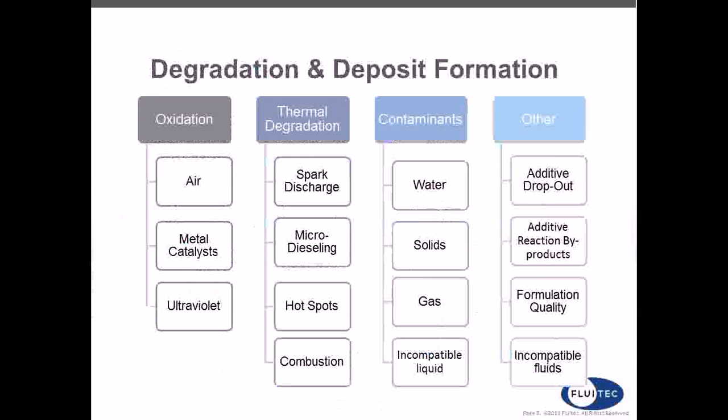Air, of course, is one, air containing oxygen, oxygen being a primary ingredient for oxidation to take place. There are certain metal catalysts as well that can speed up the rate of oxidation. And then another cousin to oxidation would be ultraviolet. And so UV light from the sun, you may think, well, my oil doesn't have any potential chance of having UV exposure. And in most cases, you're right, in an operating system, that's correct.